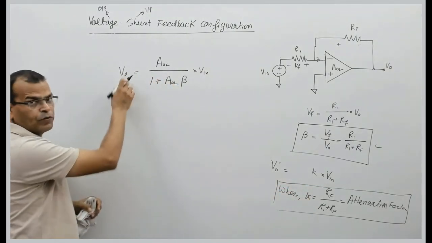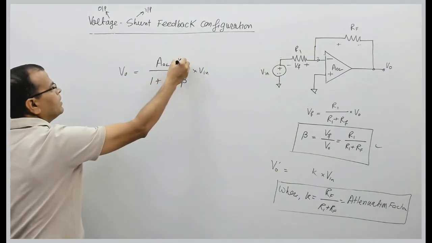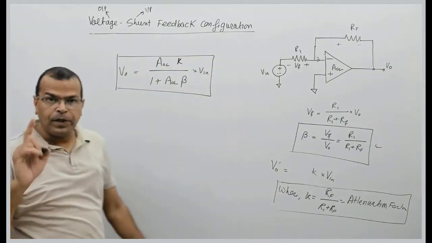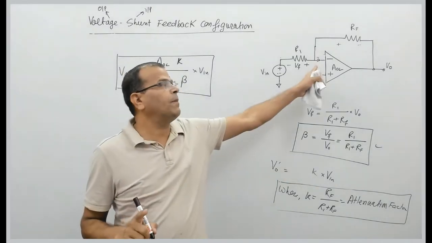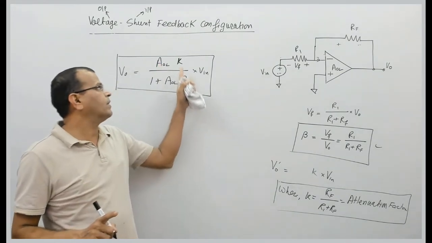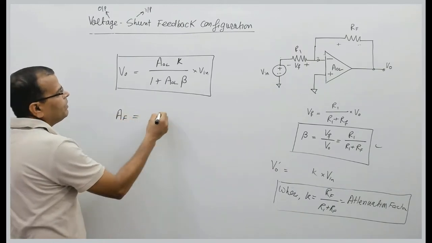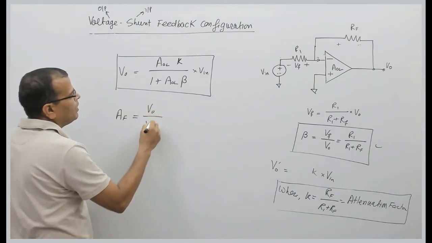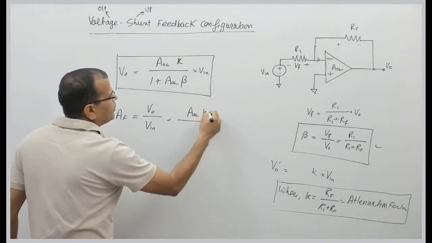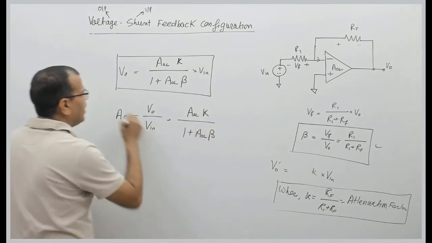So this is the total output voltage. That was the output voltage just because of the resistance RF, so we multiply this by the attenuation factor. This is the expression of output voltage of this amplifier, which considers open loop gain, feedback factor and attenuation factor. So the gain of this amplifier with feedback can be written as V naught upon V in, and that is equal to AOL, open loop gain, multiplied by attenuation factor divided by 1 plus AOL into beta.